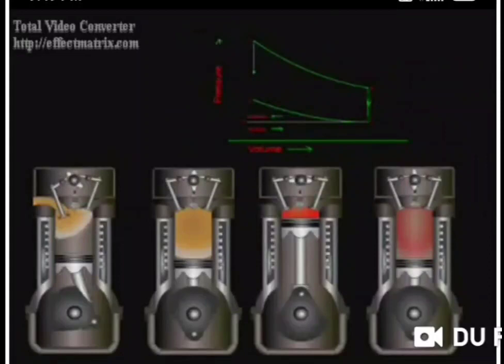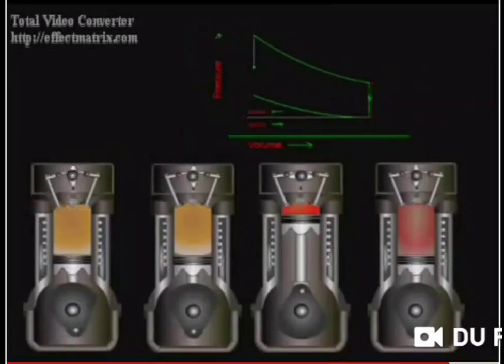These are the movements we have seen: the inlet stroke, compression stroke, power stroke and exhaust stroke, and the movement of the piston from top dead center to bottom dead center and bottom dead center to top dead center. So here one cycle is completed in 4 strokes, so it is called a 4-stroke engine.